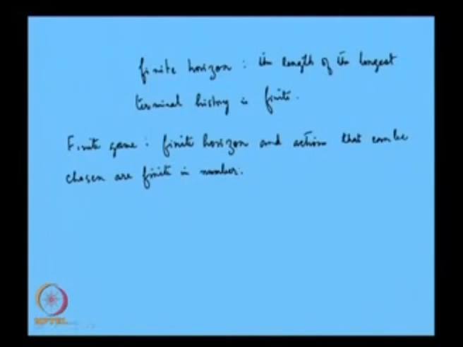What could be a case where the actions could be infinite? For example, people can choose different prices, and those prices can be within a particular range. For example, the prices could be between 20 rupees and 40 rupees. Now, between 20 and 40, there are infinitely many points. So, in that case, the action set is not finite, it is an infinite set. In that case, the game will not be called a finite game.